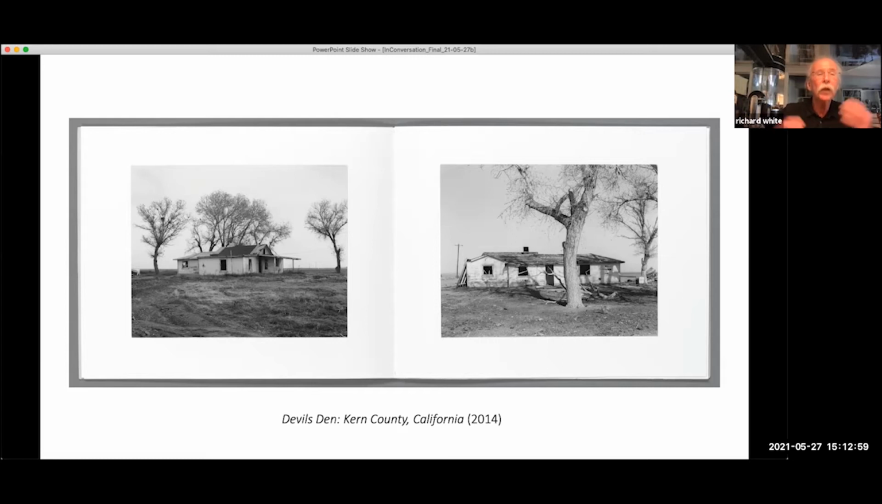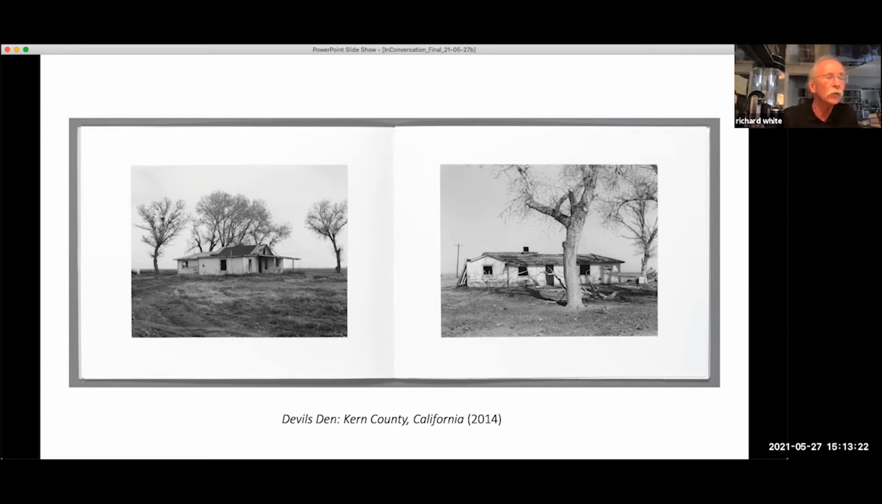And what Mark does is pair the natural and the constructed, and they turn out to be both products of the same thing. It's not as if the trees existed and then they built a house there. Building the house brought the trees. The natural and the human-made, both of them come together. They're not easily separated in Mark's photographs because they're not easily separated in the American West.